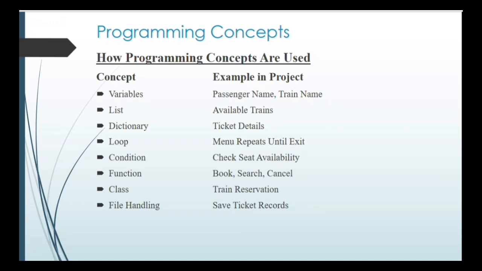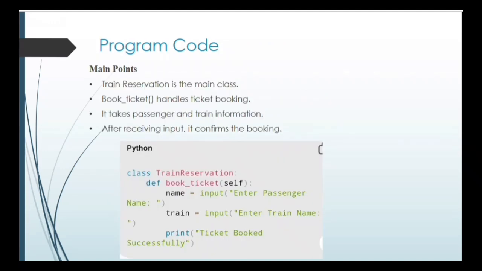Last is file handling. File handling is used to store all reservation data permanently so that information is not lost when the program is closed. This slide shows the main program code for the train reservation system.